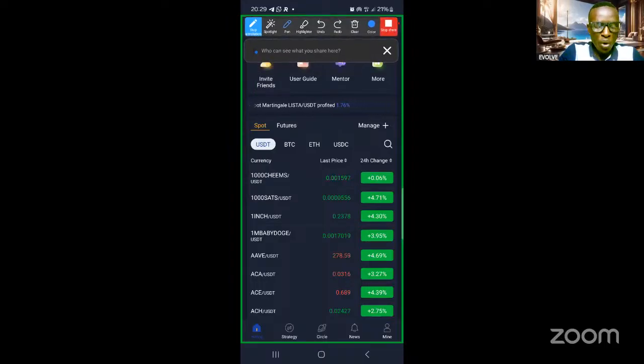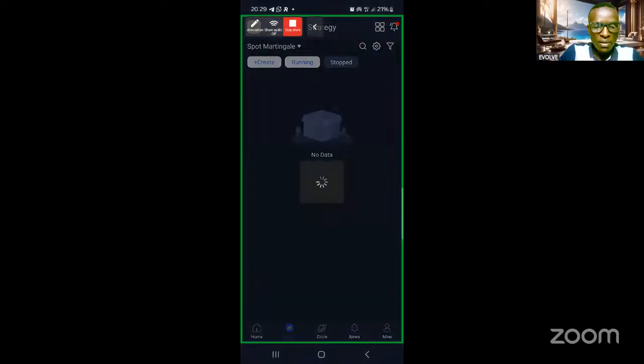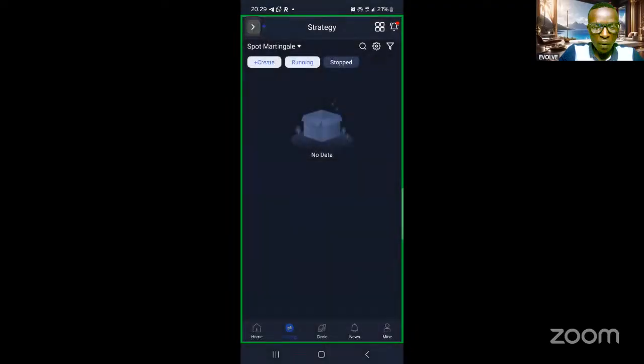So as a beginner, we have a number of features. This is the first page. There are 5 pages when you look at your Royalq. The first page is this one, the home page. The second page is the strategy page.